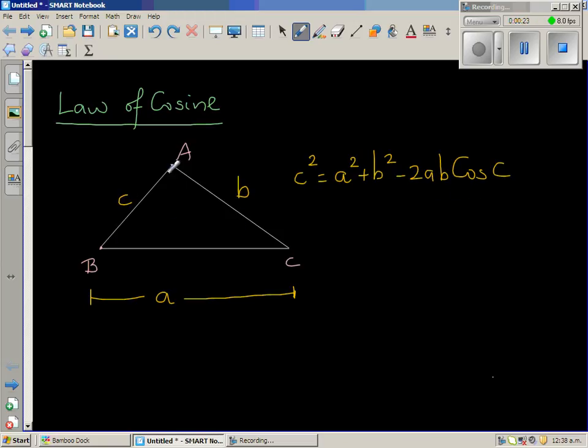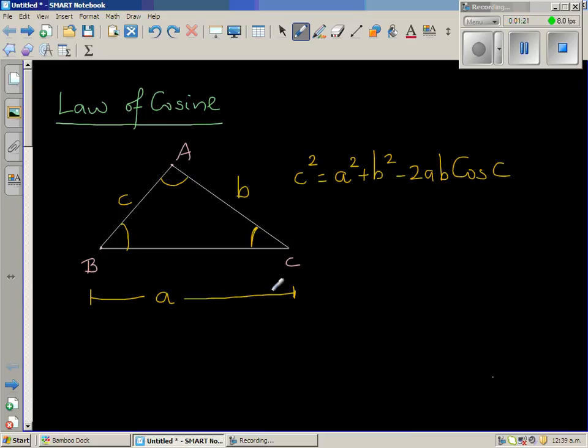This is a triangle ABC, so this lowercase a is written opposite to angle A. Say this is angle A, this is angle B, and this is angle C. By convention, the side opposite to angle A is written by the lowercase a, the side opposite to angle B with lowercase b, and so on. So this is a relation between three sides and the angle included by a and b. So c squared is a squared plus b squared minus 2 times a times b times cos C. Angle C is included between a and b.